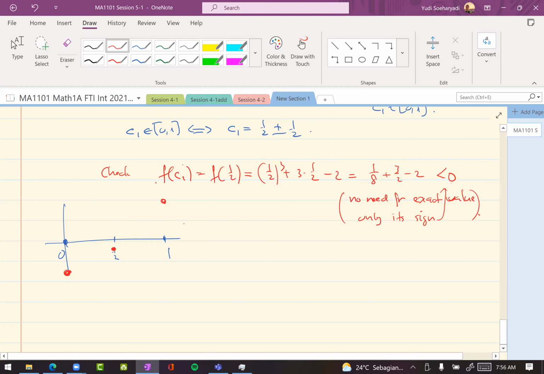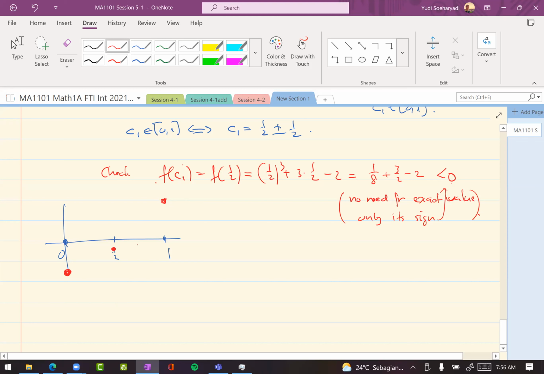You see what I mean? Yes, sir. So between 0 and 1, because this is negative and this is positive, and the graph is continuous, somehow it should cross the x-axis somewhere. We don't know yet. Now at 1/2, this is below the x-axis.